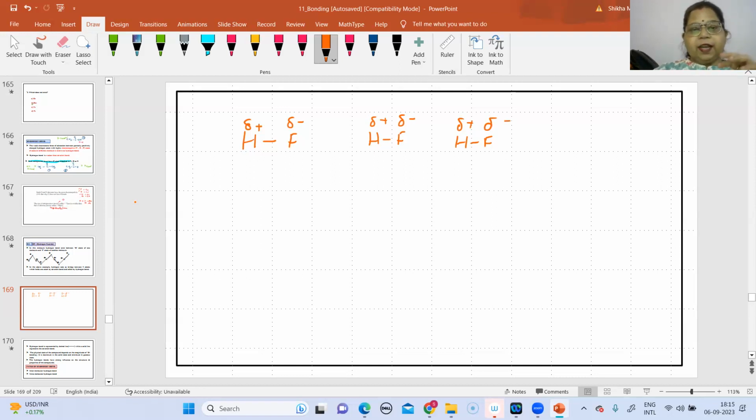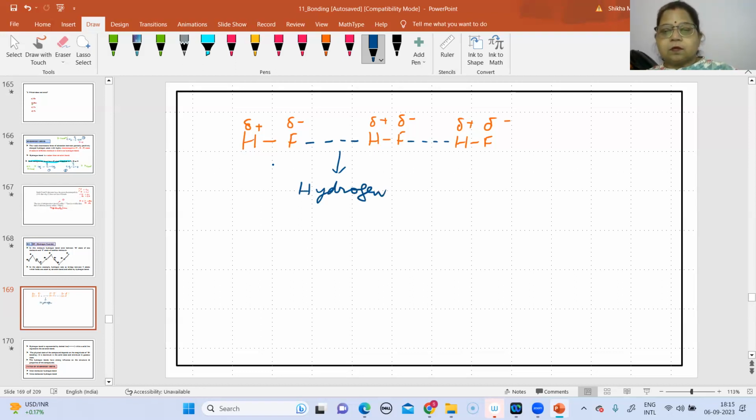So what will happen as a result of it? Fluorine of one molecule will be attracting hydrogen of another molecule. So we draw it like this. This is the hydrogen bond. They are represented by dotted lines, right?